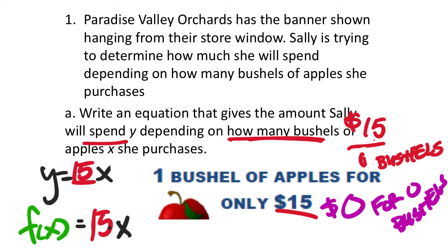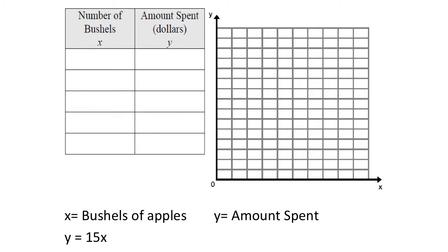So that is the equation and the function notation. Now we have the equation there at the bottom, y equals 15x. We already know x is bushels of apples and y is the amount of money spent. And in fact, they put those in the table for us, which is very generous. However, it did not give us x and y values specifically, so we're going to have to put in our own x and y values.